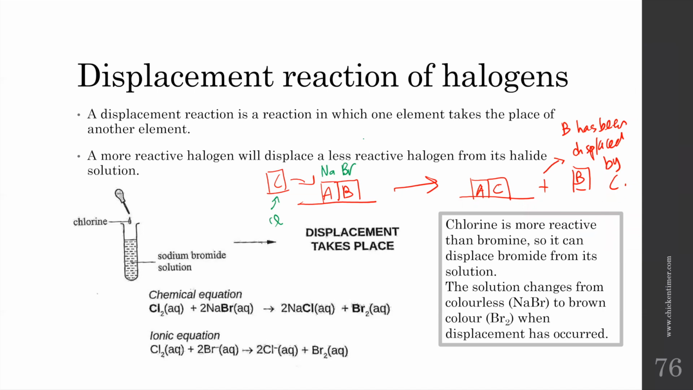So what would you expect? Based on earlier slides, chlorine being more reactive than bromine, it will displace bromine. Then it becomes NaCl, and bromine is left alone. But because of chemical bonding, bromine cannot sit alone. It will react with another bromine to become a bromine molecule.